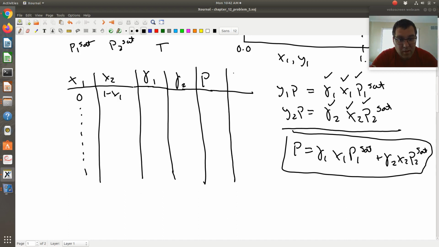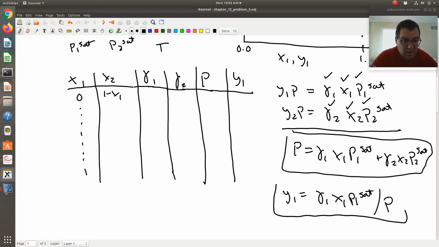Then last, how do I get y1? Now that I have P, I can go back to one of my isofugacity equations and solve for y1. So y1 would be gamma 1 x1 P1 sat divided by P, where P is gamma 1 x1 P1 sat plus gamma 2 x2 P2 sat. Once I have P, I can solve for y1. Then if I want y2, y2 is just 1 minus y1.